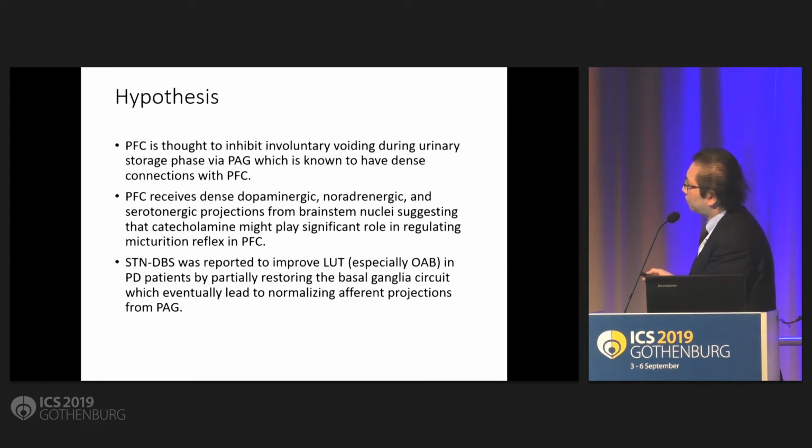The PFC also receives dense dopaminergic, noradrenergic, and serotonergic projections. These nuclei are also involved in the micturition reflex from brainstem nuclei, suggesting that catecholamine in PFC might play a significant role in regulating the micturition reflex. And STN-DBS was reported to improve OAB in PD patients by restoring the basal ganglia, which eventually led to normalized afferent projection from PAG.